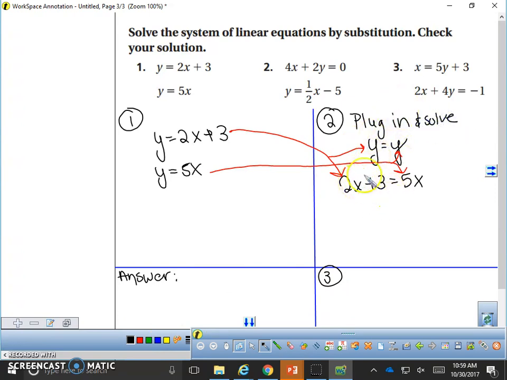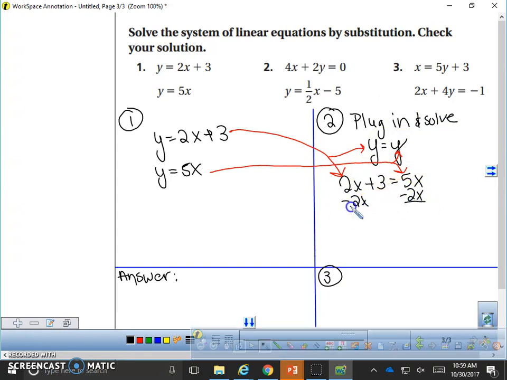Okay, combine like terms. I'm going to take away 2x. 3 equals 3x, divide by 3, and x equals 1. Okay, done with step 2. Step 3, plug in and solve.